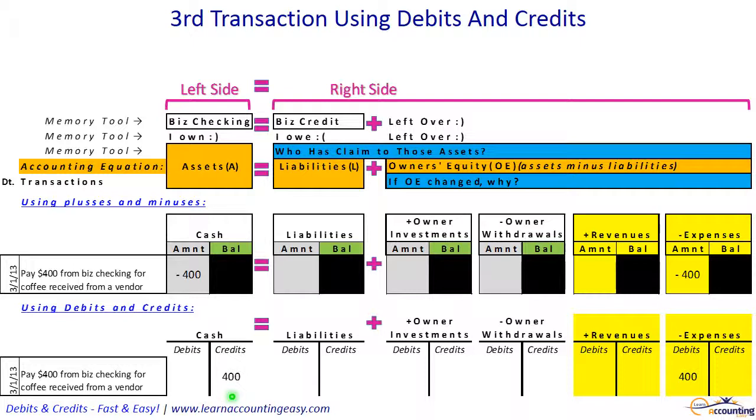We have to remember that rule. If we want to increase an asset account, we debit it. If we want to decrease asset accounts, we credit them. So we had to credit the cash account 400. And then way over here in the expenses account, since we used a credit over here, we've got to use a debit over here because the debits have to equal the credits for every transaction. So expenses were debited $400.